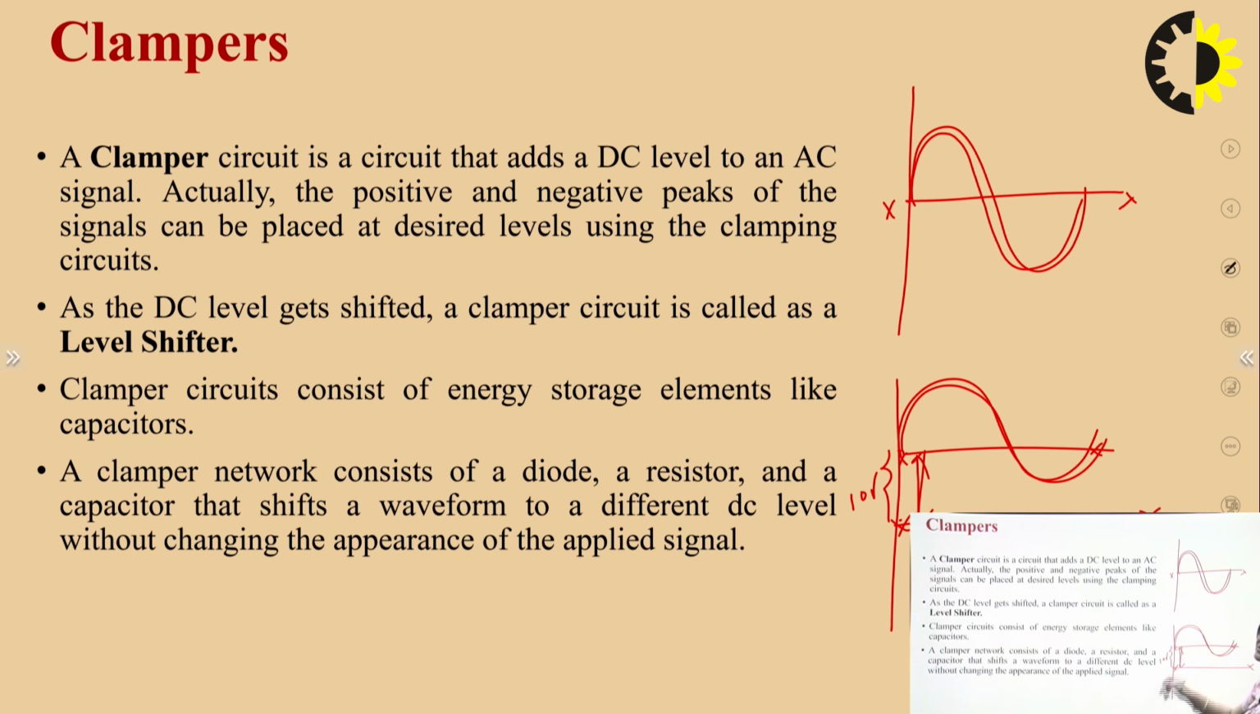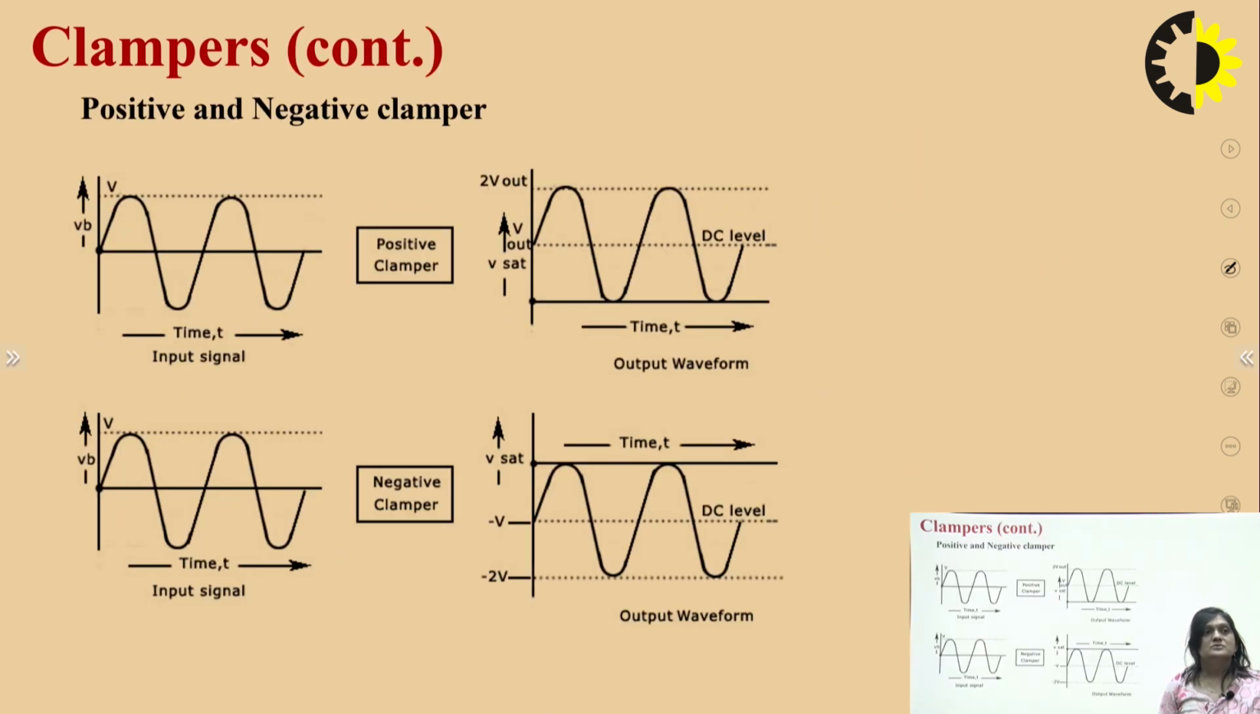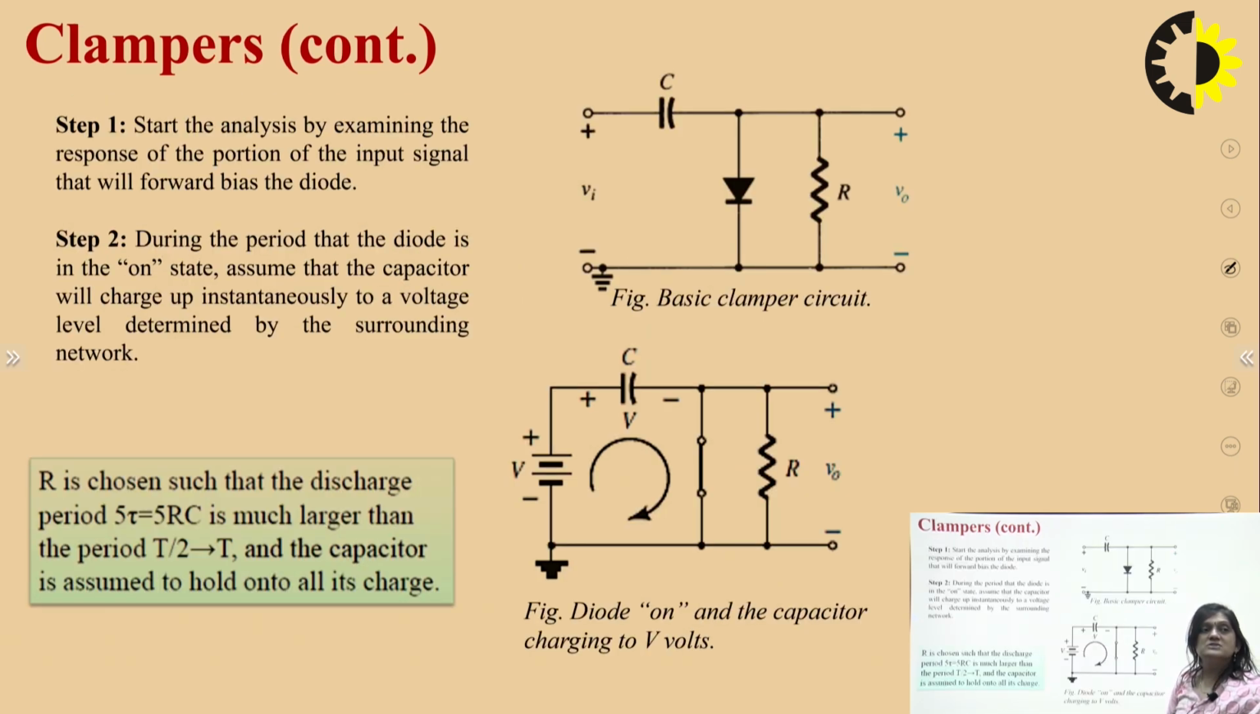If the signal is shifted to the positive side, it is called a positive clamper, and if it shifts towards the negative side, it is called a negative clamper. The clamper consists of the energy storing element called a capacitor, and it also includes batteries and a resistance. Here we can see the shift is positive, towards the positive axis, so this is the positive clamper. This one shifts towards the negative side, that's why it is called a negative clamper. So this is how a clamper works.